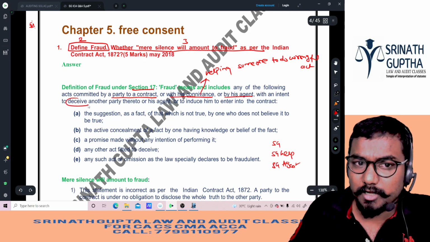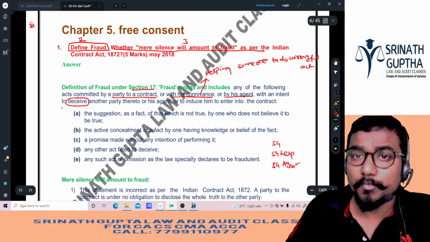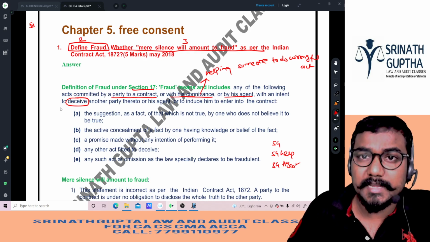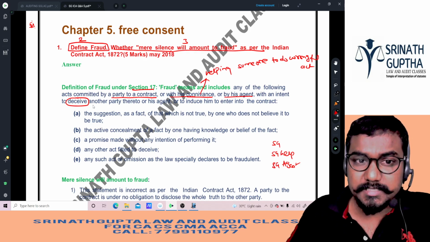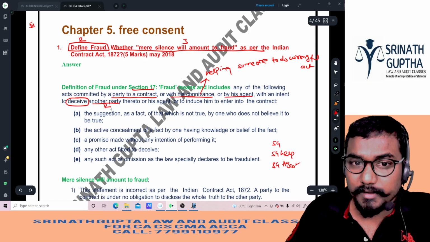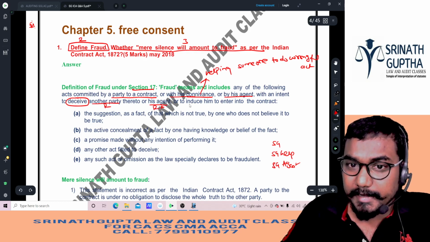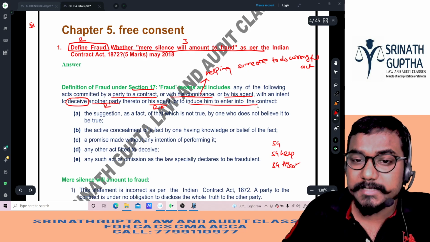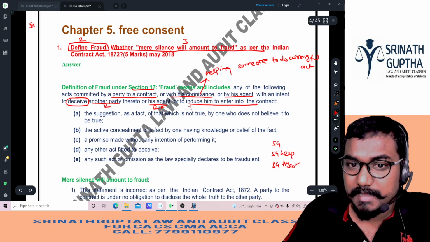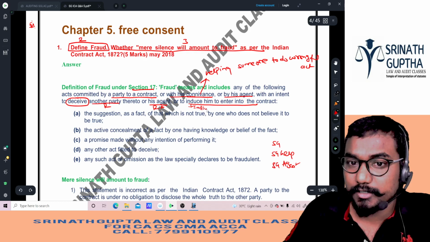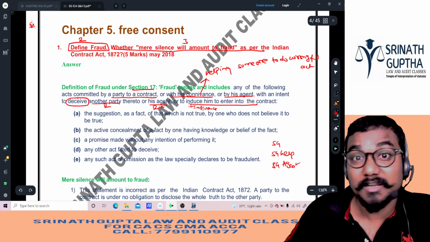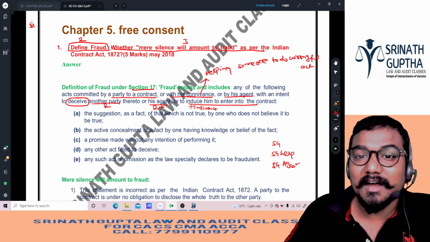The main intention of the wrongful activity is to deceive the other party, Rohit, or his agent, Rohit's agent, or induce him to enter into the contract. Induce means influence. I'm influencing Rohit to enter into the contract. Hey, Rohit, come on, beta.